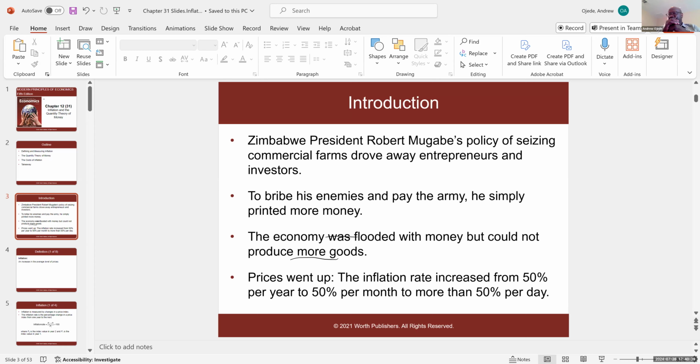So at the end of it all, even though they get some short-term gains when the government gives them this money, in the long run, prices of milk might go up tenfold. Maybe a gallon of milk at HEB could go from $3 to $10. Everything's going to be very expensive. So at the end of the day, everybody's going to lose out because of higher prices. In Zimbabwe, for example, the inflation rate increased from 50% per year to 50% per month, to more than 50% per day. You can imagine how bad it was.